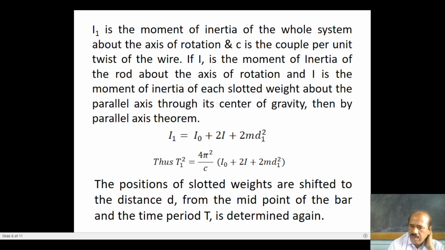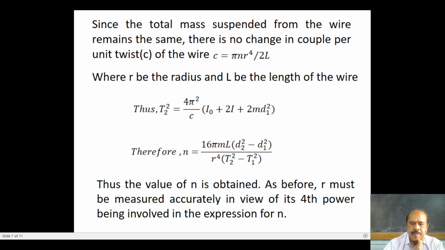The positions of the slotted weights are now shifted to a new distance d2 from the midpoint of the bar, and the time period T2 is once again determined. Since the total mass suspended from the wire remains the same, there is no change in the couple per unit twist C of the wire. The couple per unit twist is given by the expression pi n r to the power of 4 divided by 2l, where r is the radius and l is the length of the experimental wire.